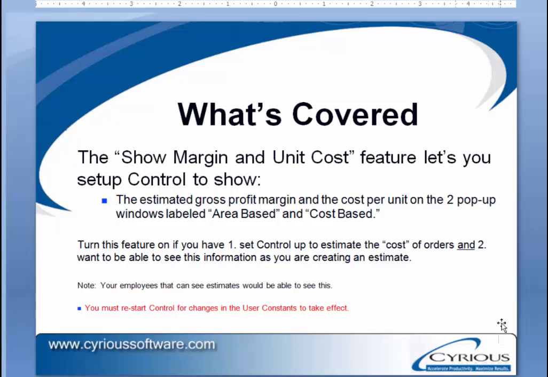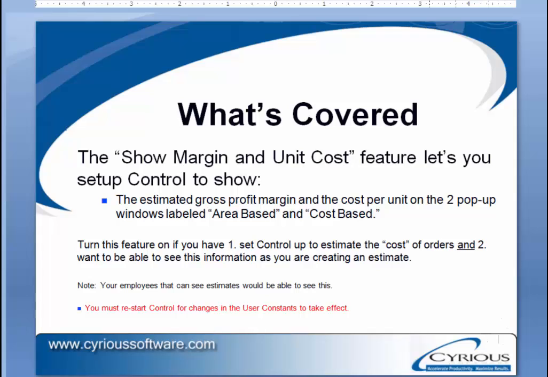Secondly, just as with the other hidden features in Control in the OOB version 2 dataset, this requires that you change one of the user constants, which is very easy to do, but you just need to save that and then close Control and reopen it for that change to take effect. One thing to note is that if you do turn this information on, that your employees can see this information as well. Some people care about that, some people are fine with that.